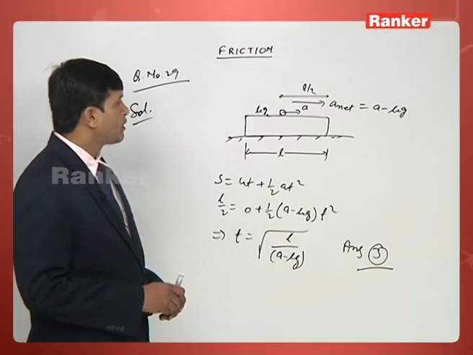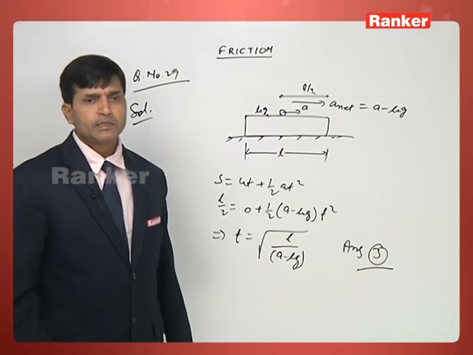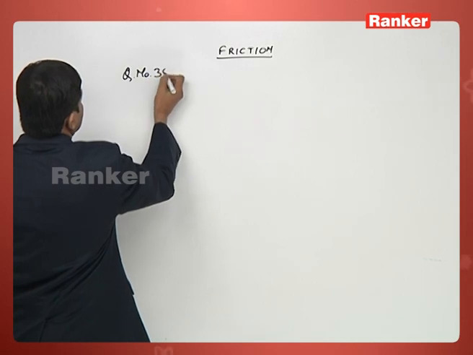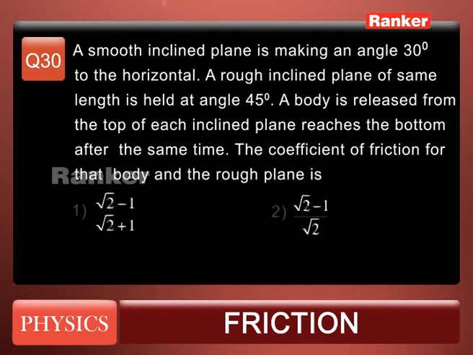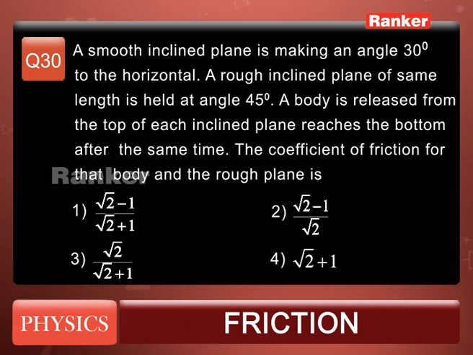Now come to the next problem, question number 30. The question is given as: a smooth inclined plane is making an angle 30 degrees to the horizontal and a rough inclined plane of the same length is held at an angle 45 degrees. A body is released from the top of each inclined plane and reaches the bottom after the same time. So we have to find the coefficient of friction for that body and the rough plane.